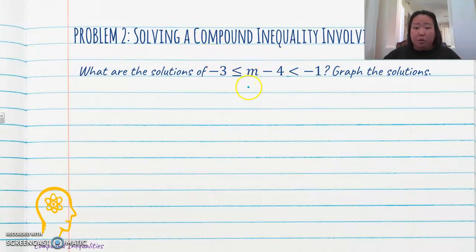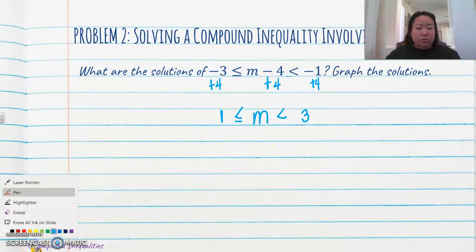How do we do that? We add positive 4. Whatever you do in the middle, you also have to apply to both of the sides. So we add positive 4 over here, and we also add positive 4 in here. Now what is our middle expression? Negative 4 and positive 4, it will just be m now. Our two inequalities stay the same. Negative 3 and positive 4 is a positive 1. Negative 1 and positive 4 is going to be a positive 3.